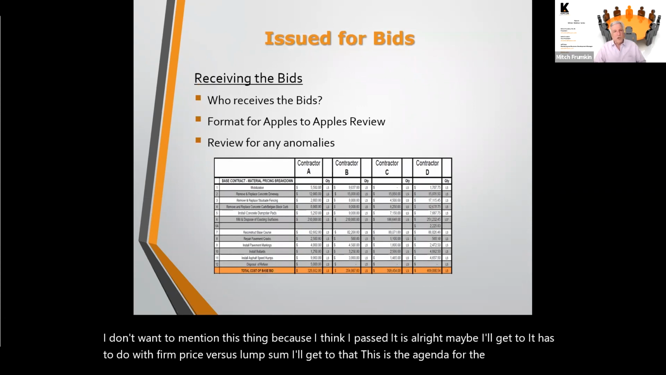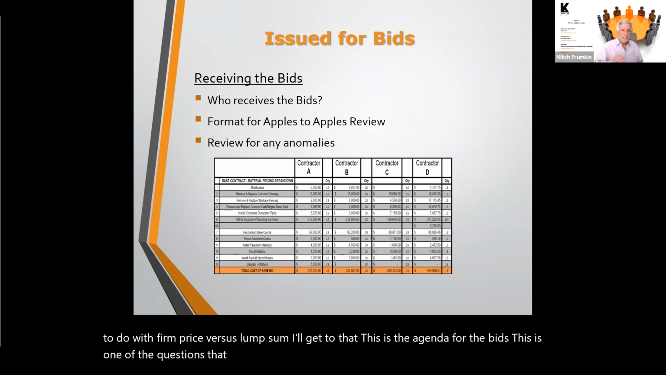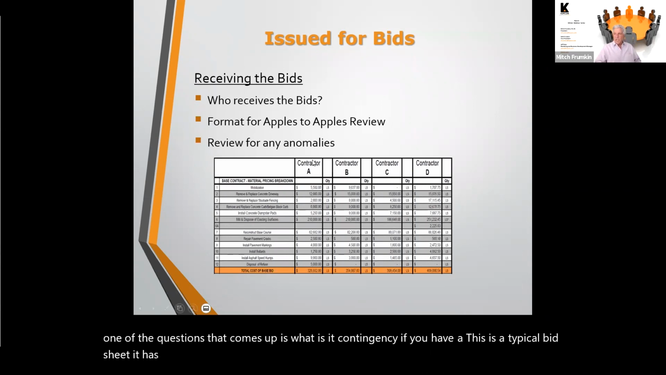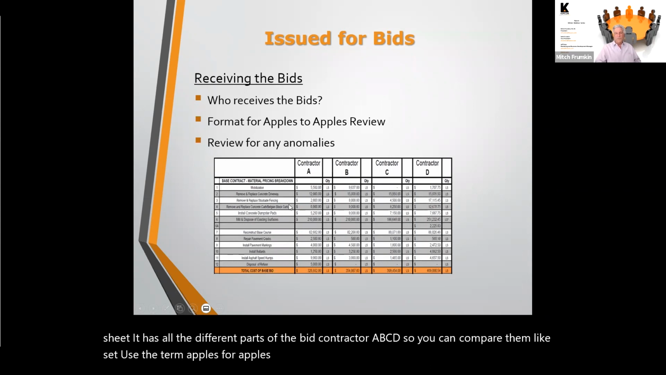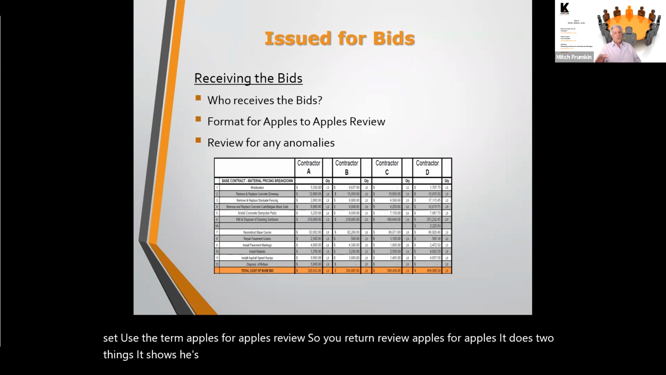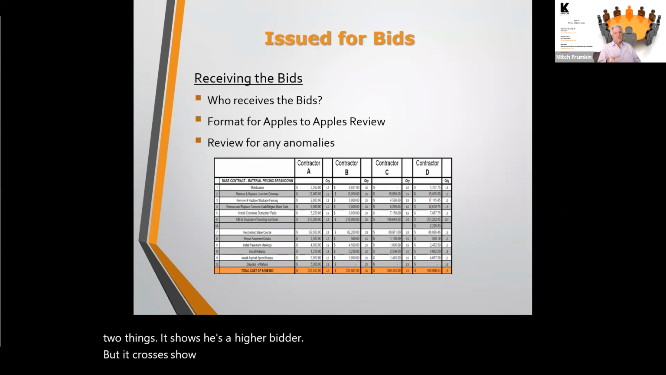One of the questions that comes up is, what is a contingency? This is a typical bid sheet. It has all the different parts of the bid, contractor A, B, C, D, so you can compare them. Like Seth used the term apples for apples review. So you review apples for apples. It does two things. It shows who's the higher bidder, but it can also show a mistake that was made by a contractor in their bidding the job.